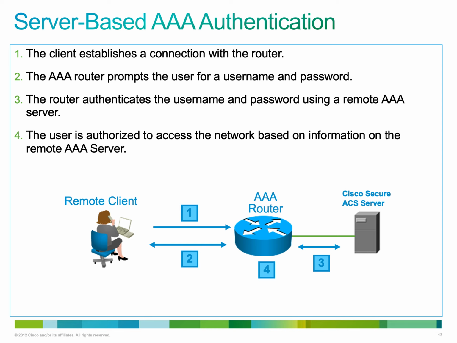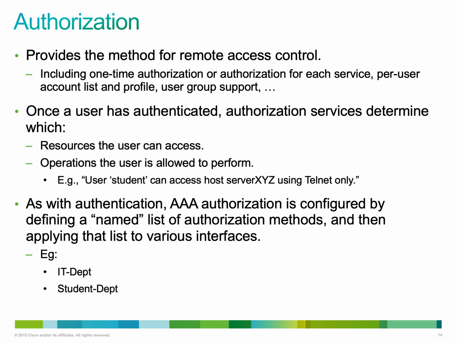The fourth step is that the user is authorized to access the network based on the information on the remote AAA server, the information that is available on the remote server. So if the server says yes, we know him, we have the details, it's correct, it's verified, then the router will grant this client access. If not, this router will decline the request from this remote client. Okay, so let's move on.